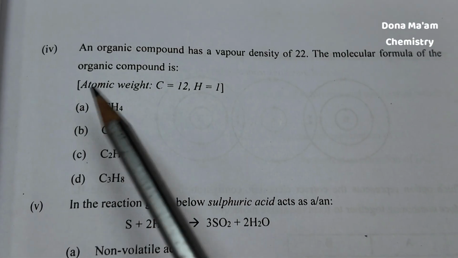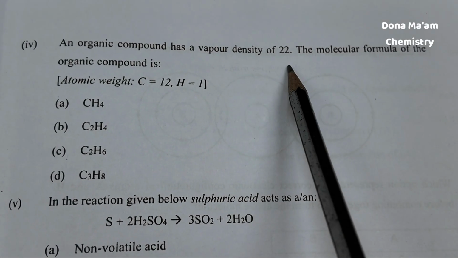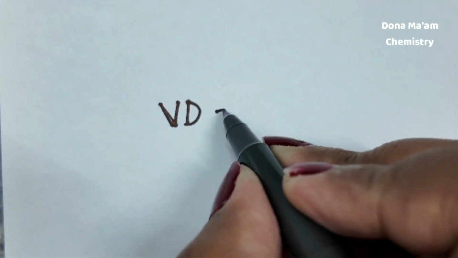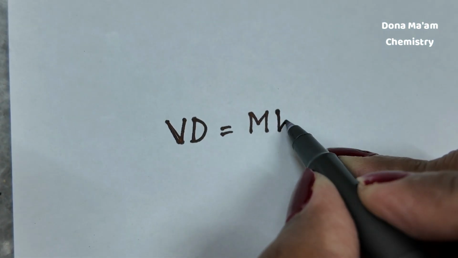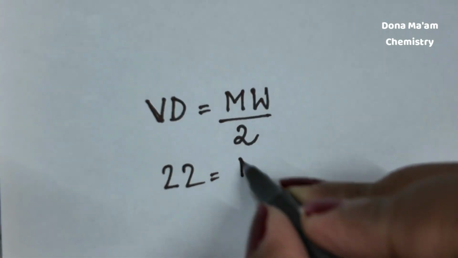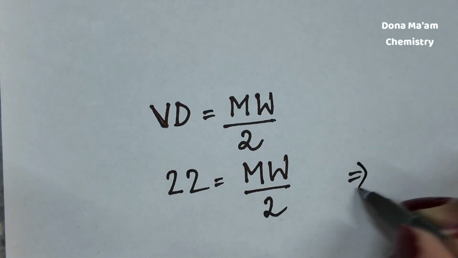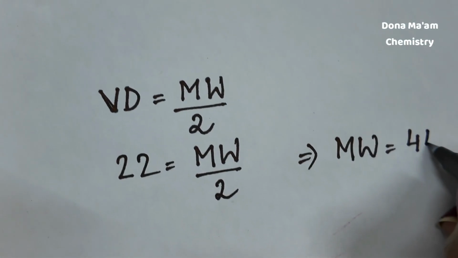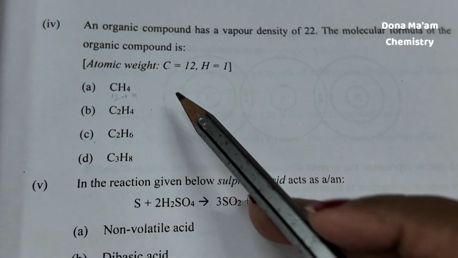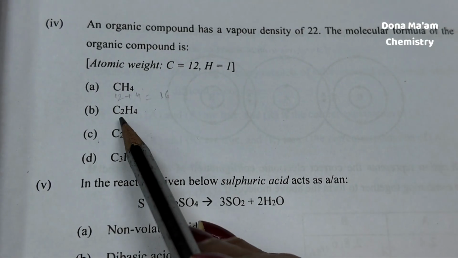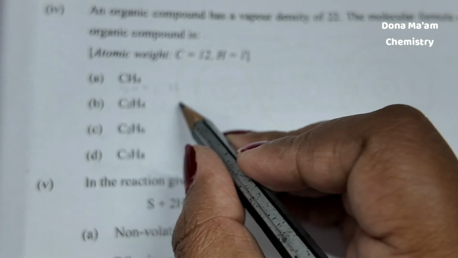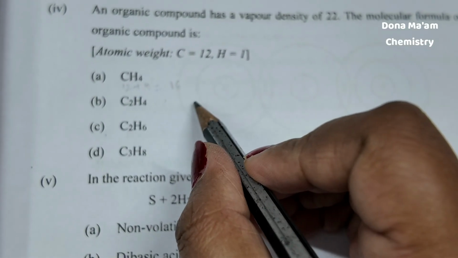MCQ number 4. An organic compound has vapor density of 22. Molecular formula is what they are asking for. We all know vapor density is molecular weight by 2. So from here you know the vapor density is 22. So from that you can find out MW, molecular weight, which is 44. Like for methane, we all know carbon is 12 and hydrogen is 4 into 1, 4. So it's 16. Here comes ethene. Just calculate and see. It's 12 into 2 plus 4. That is again 24 plus 4, 28.